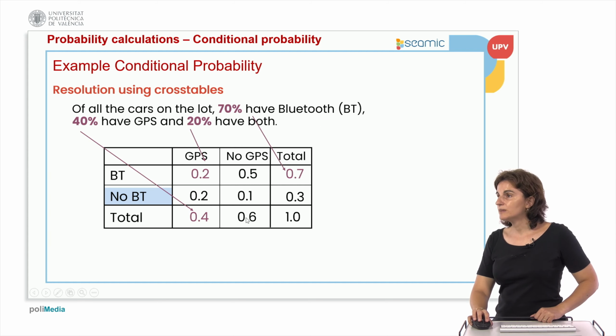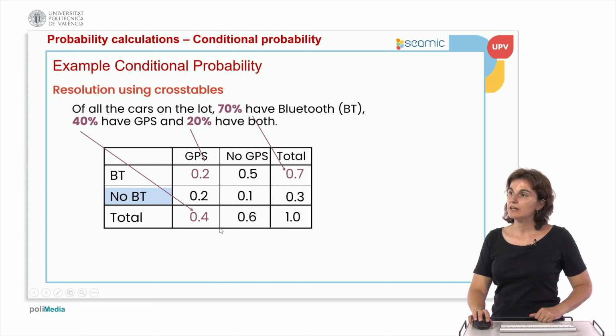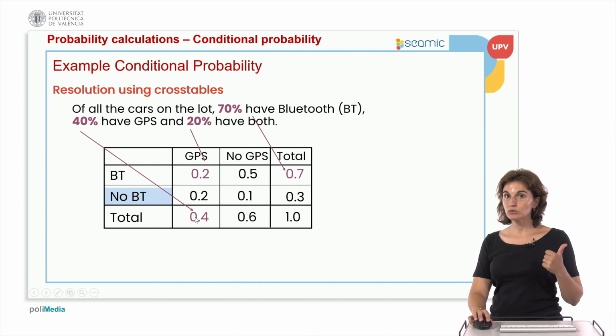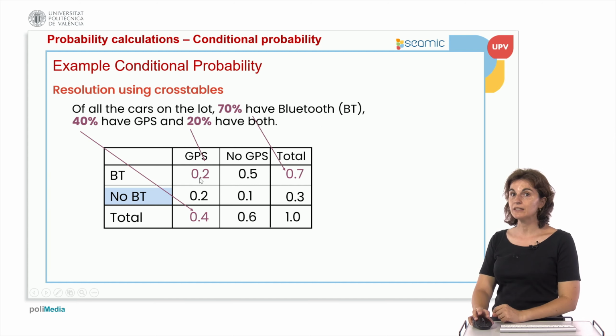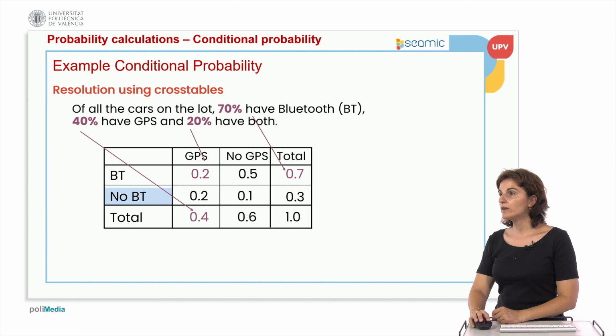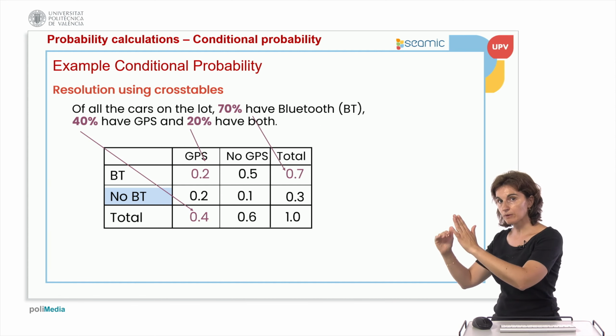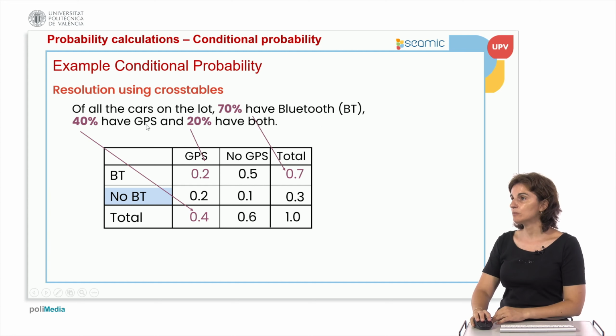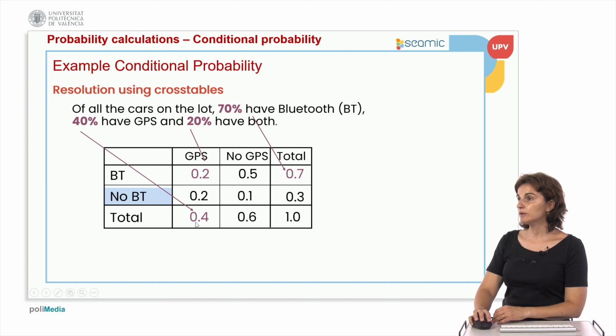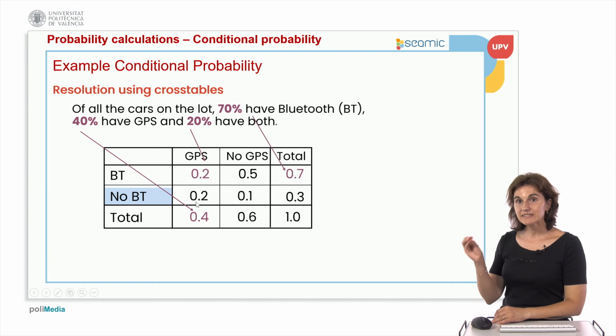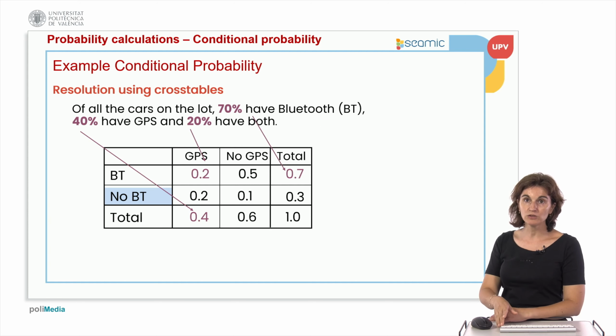So we are obtaining the margins of the table. This 0.6 is the difference between 1 minus 0.4. And also, as refers to the remaining joint probabilities, these numbers are the difference between the joint probability in the other cells when we compare these values to the marginal probabilities. So for instance, this 0.5 comes from 0.7 minus 0.2, or this 0.2 comes from 0.4 minus 0.2. And easily we can obtain a lot of information that was not provided in the description of the problem. That's very useful.